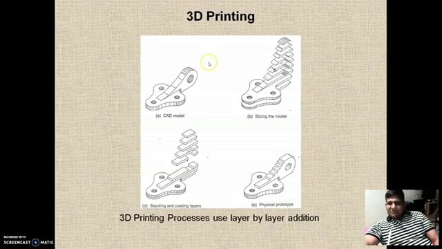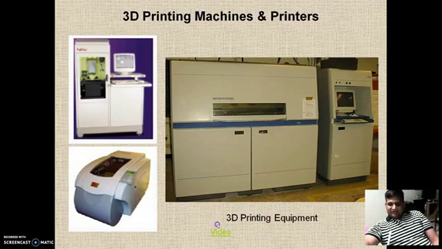So how does 3D printing actually work? This is my CAD model. I will slice it into multiple layers, like 1, 2, 3, 4, 5, 6, 7, 8, 9, 10, 11, as per the resolution. Then I paste the layers one by one in a particular sequence, and it generates a physical prototype. This is the basic phenomenon of the 3D printing process, a layer by layer addition. That is why it is additive manufacturing.